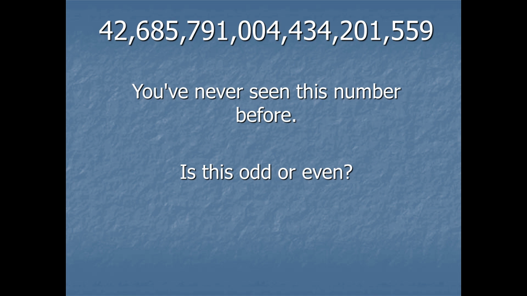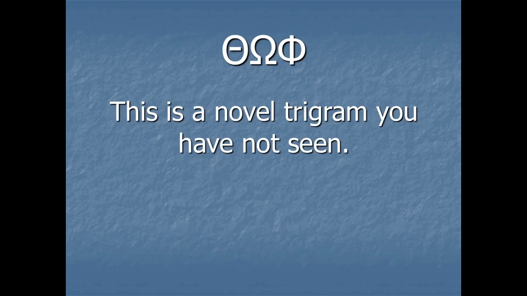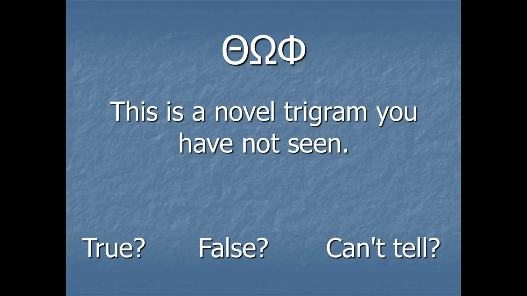So some people doing this demo of Greek trigrams, they learn a concept along the way. Let's see if you happened to get it. Don't worry, not everyone does. So here we go. Here's a novel trigram at the top. You haven't seen this before. It wasn't during any of the trials. They never saw this combo before. What do you think? Is it true? Is it false? Can you not tell? Make your guess, and then I'll give you the answer.